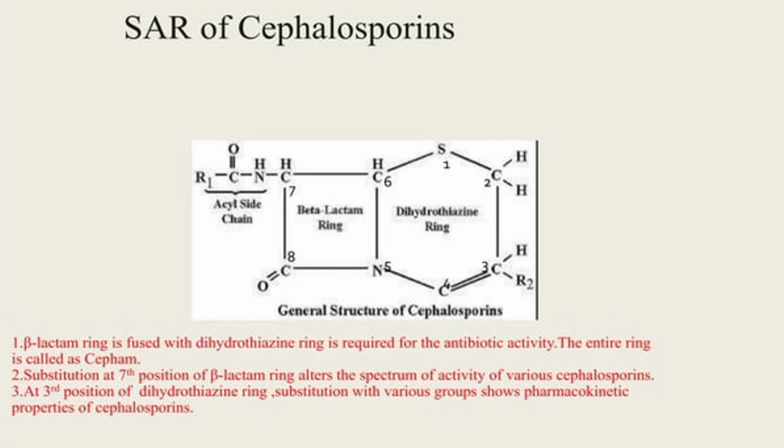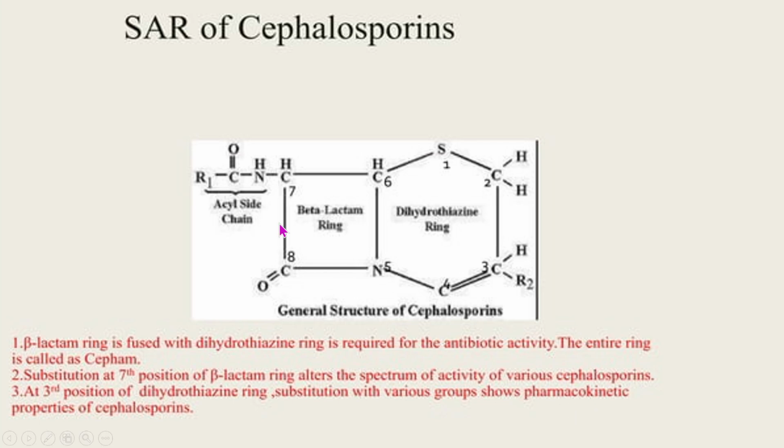substitution with various groups changes the pharmacokinetic properties of various cephalosporins. Now what are the pharmacokinetic properties? Absorption, distribution, metabolism, excretion and toxicology. Toxicology is the newly added term while we are discussing the pharmacokinetic parameters of any drug.